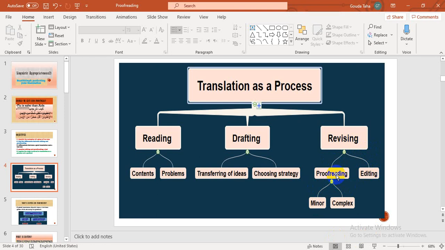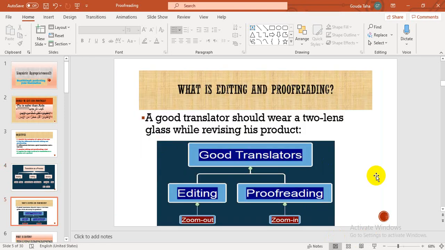So we need to find out the differences between proofreading and editing. What is proofreading? As we said at the very beginning, one of the objectives in this text is to familiarize all translation students of 2 main lenses that he or she needs to get while translating, or while revising his product. So the 2 lenses are editing, you have to edit your text, and the other one is proofreading.